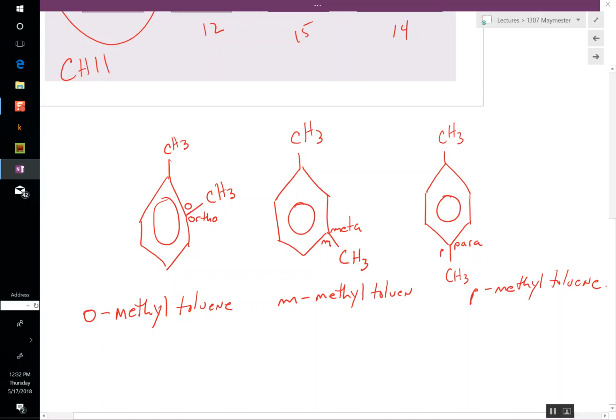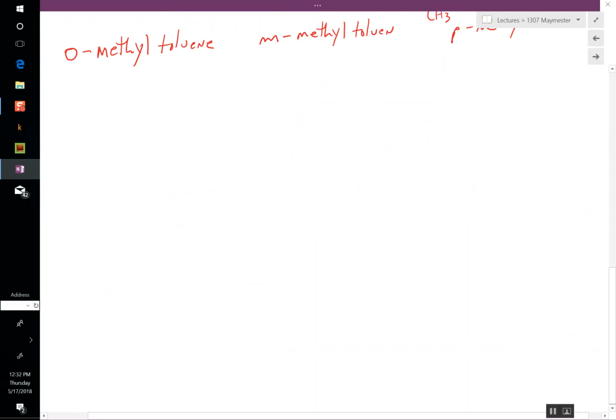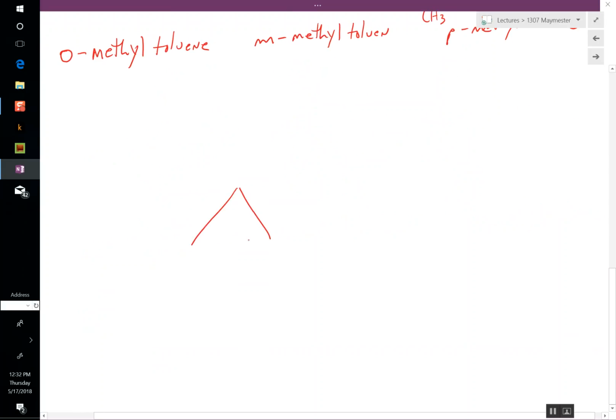Is there another way of naming it? It's not using 1 for that. Yeah, it could be 1,2, 1,3, 1,4. I just want you to know that if you see an aromatic with an O, an M, or a P, it's going into this system here. And let me give you a way of learning that.